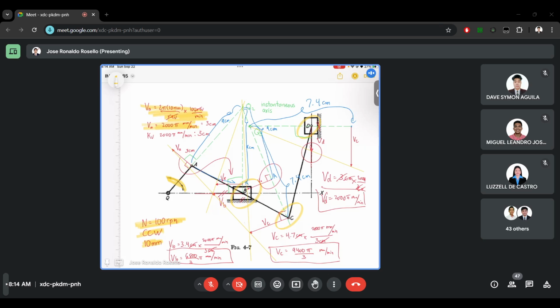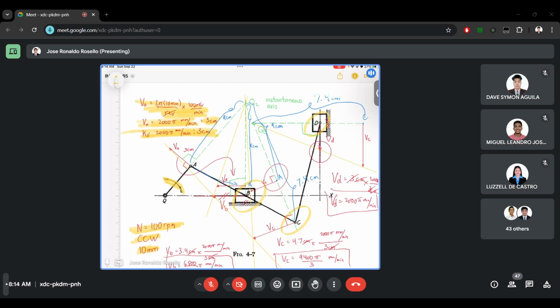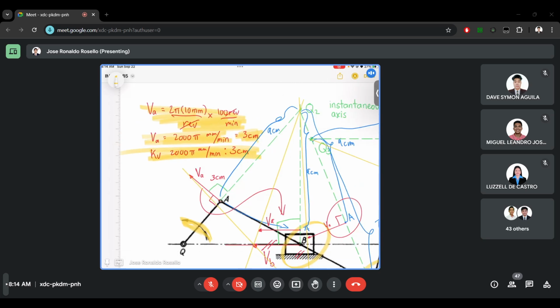Once we have the velocity, we can now set a velocity scale. So I set the velocity scale that for every 2000 pi mm per minute, we have 3 centimeters in length of vector. Meaning, velocity A should obviously be 3 centimeters. We draw the vector of VA because we know that it should be perpendicular to the link that it is connected to. So since VA is here, it is perpendicular to link QA.